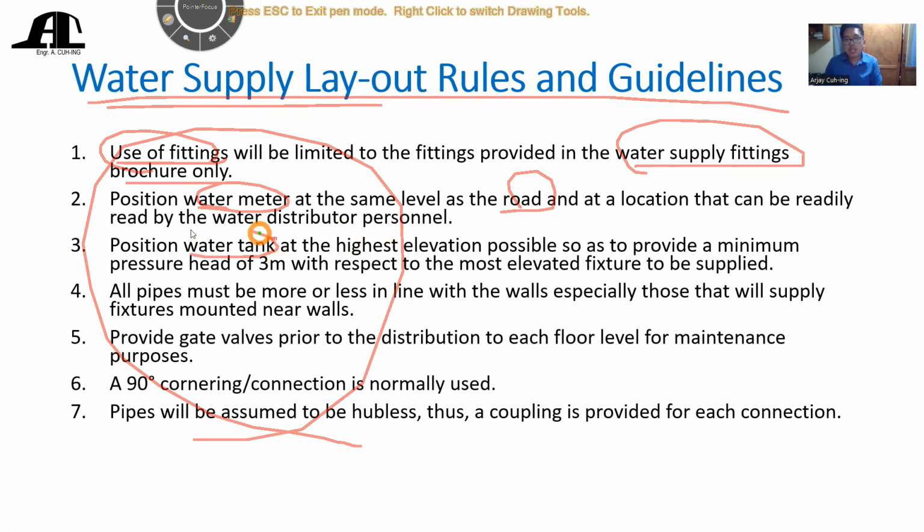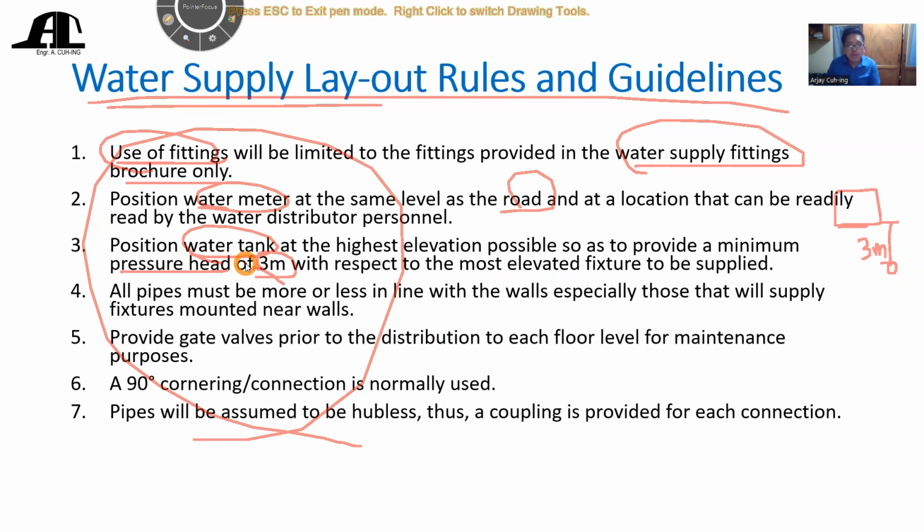Okay? Tapos technically, class, positioning of the water tank should be at the highest possible. Kasi kailangan natin mag-provide ng minimum of 3 meters at least. Siyempre, yung galawan natin ng pressure head, we measure it from the bottom of the tank. So kung yan yung tank mo, bottom of the tank, hanggang dun sa highest fixture natin, more or less yung most elevated fixture, so shower. Supposedly 3 meters to. Bakit ganun? Para medyo assured tayo na malakas pa yung tubig natin dito. Okay? So that is rule number 3.